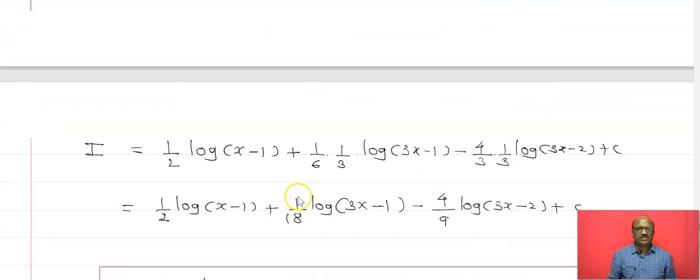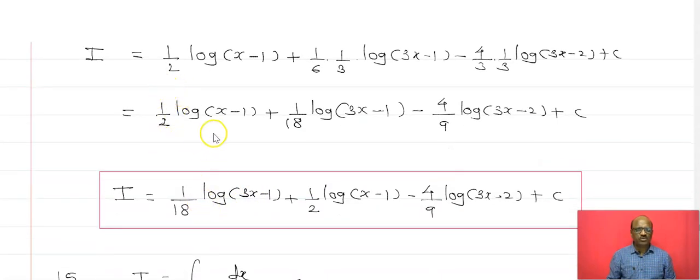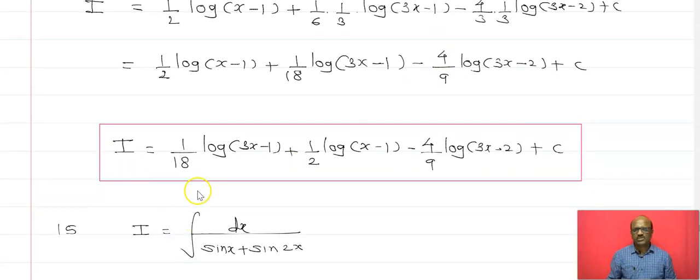Its integral is 1 upon 2 log of x minus 1 plus 1 upon 6 into 1 upon 3 log of 3x minus 1 minus 4 upon 3 into 1 upon 3 log of 3x minus 2 plus c. Overall, 6 into 3 is 18, therefore the answer is I equals 1 upon 2 log of x minus 1 plus 1 upon 18 log of 3x minus 1 minus 4 upon 9 log of 3x minus 2 plus c.